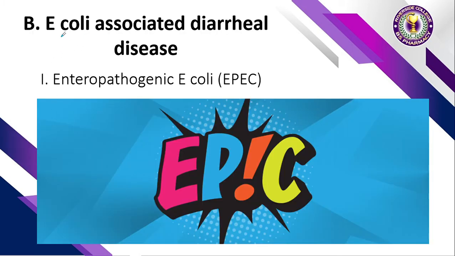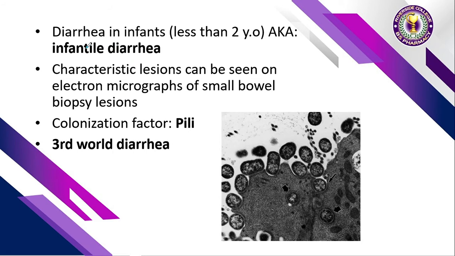Next one, this is the most important and I want you to remember it. E. coli associated diarrheal disease because this is the most common. We have the EPEC. First one is EPEC, enteropathogenic E. coli. This is also known as infantile diarrhea, because it infects infants less than 2 years old. And its other name is the third world diarrhea. So again, our EPEC, enteropathogenic, known as infantile diarrhea, third world diarrhea.